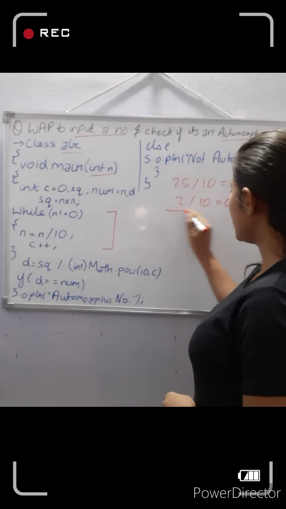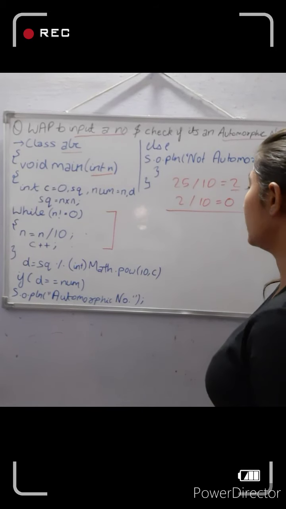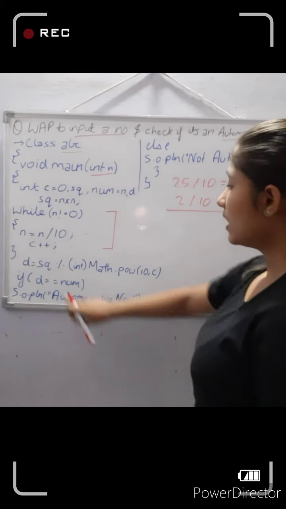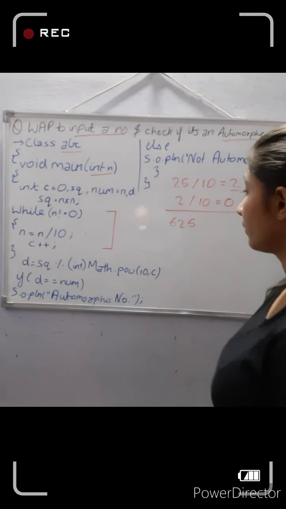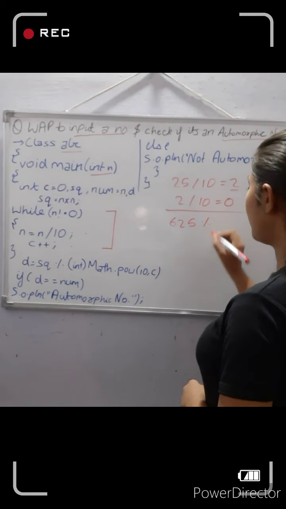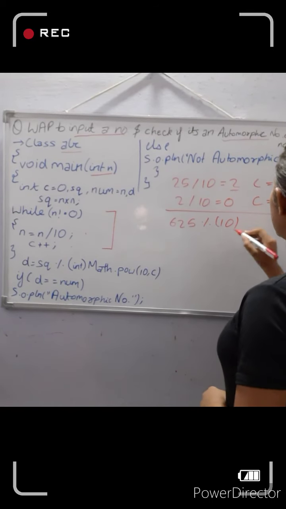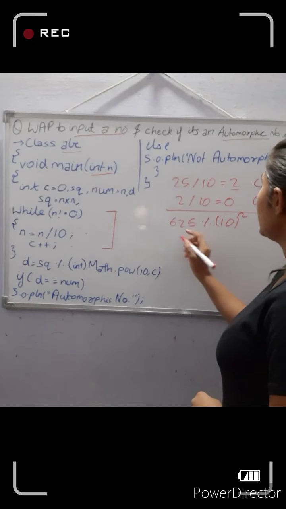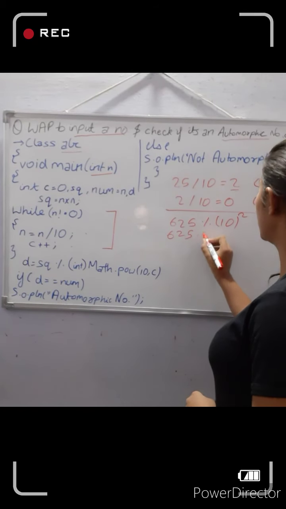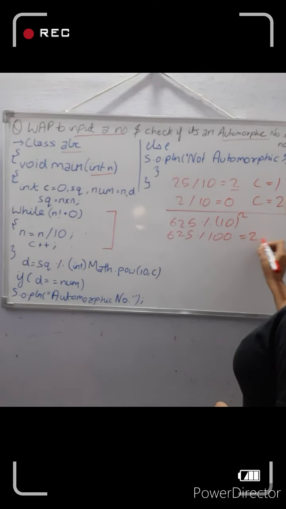Now, d is equal to square modulus Math.pow 10 to the power number of digits. So, square of 25 is 625 modulus Math.pow 10 to the power c. So, 10 to the power c, the final value of c is 2. So we are going to put the value 2 in place of c. Now, this means that 625 modulus 100. 10 to the power 2 is 100. So we are going to get 25.